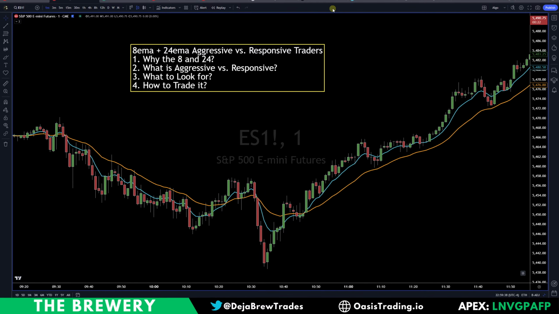Now, if the trend is a little bit weaker, like this trend right here, and you pull back and continuously break that 8 EMA, then typically it will pull back into that 24 EMA and fail to break that level. So that trend is still moving in that direction. It is still a downtrend in this case, but it's not an exceptionally aggressive bearish trend. It's actually a little bit more responsive.